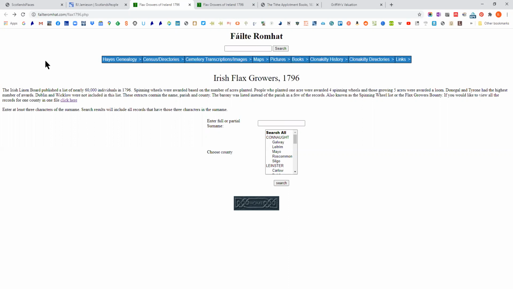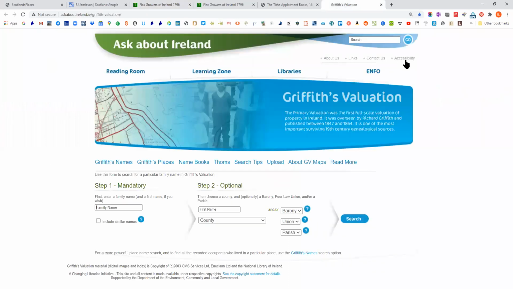And I'm going to start actually with the most recent, which gets the most people. It was called Griffith's Valuation. It was done right after the famine, or sort of at the end of the famine through 1864. It's in many ways the most comprehensive data on Ireland until you start getting civil registration in 1864. And the nice thing is you can sometimes then tie people from civil registration, marriages, deaths, and so on, back to people in Griffith's Valuation.